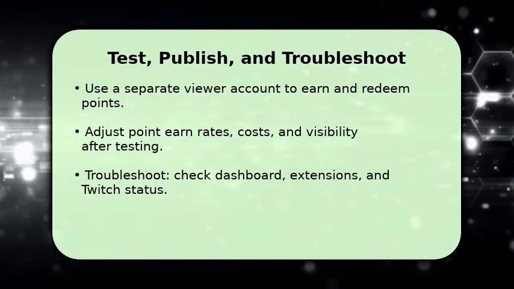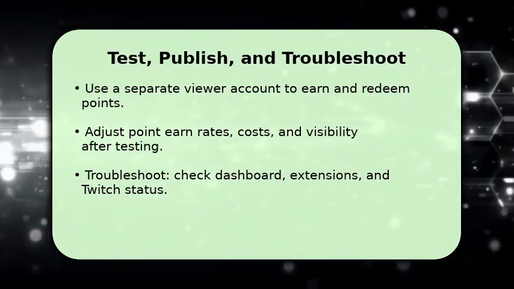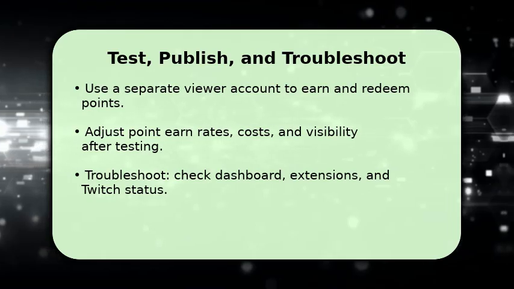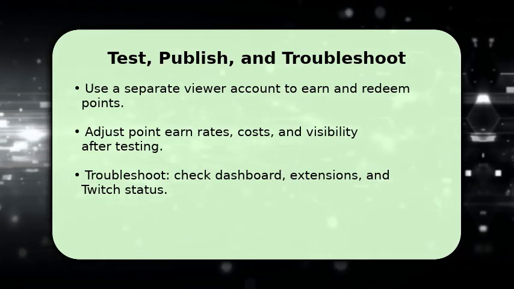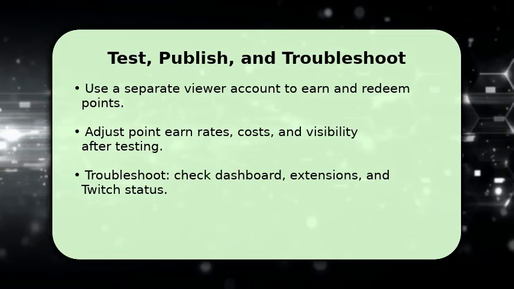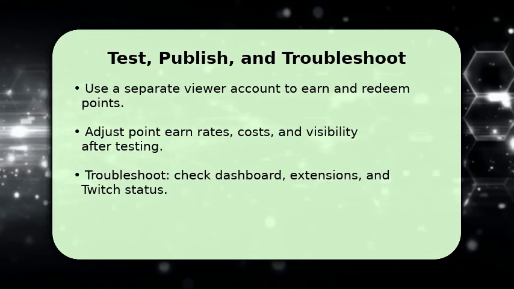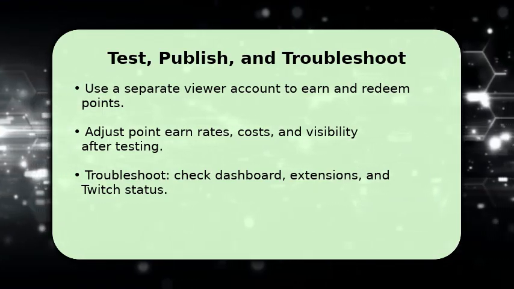You finish by testing channel points with a separate viewer account. Watch, earn, and try redeeming a reward to validate behavior. If redemptions fail, make incremental adjustments to earn rates and reward costs to balance engagement. Once satisfied, publish the changes and announce the new rewards to your community.